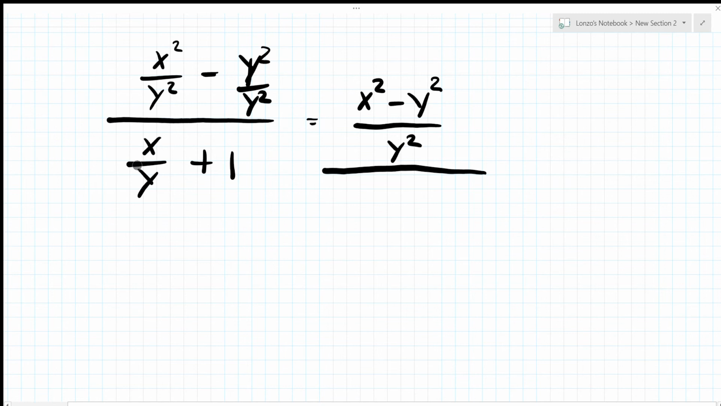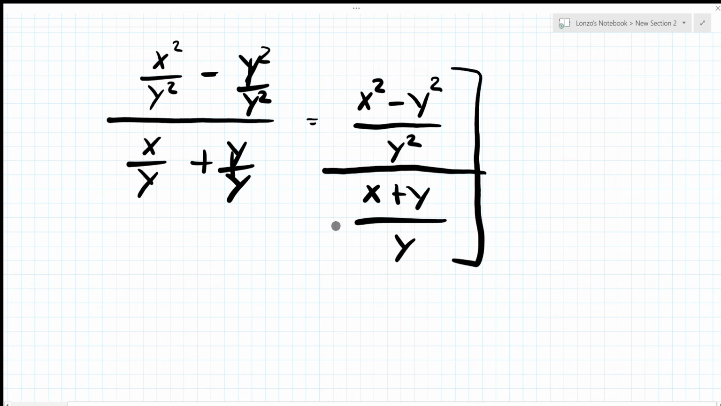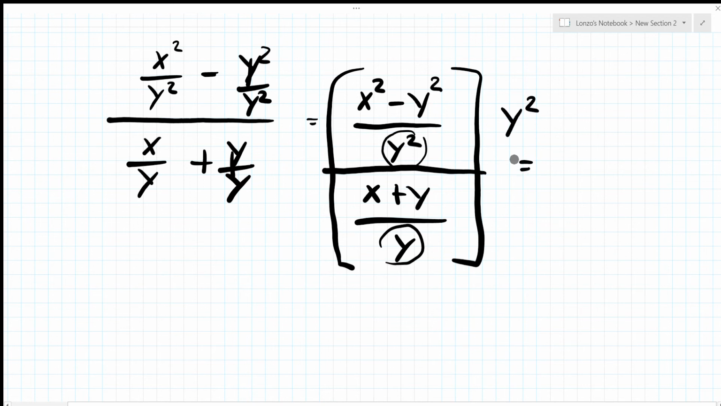Now let's focus on the denominator. We have an x over y plus 1. We're adding fractions, so I'm going to rewrite that 1 as y over y. Now we can add that fraction, so it's going to be x plus y over y. We have a compound fraction now. We have a y here, and then a y squared here. So what is my common denominator of that one? We have a y squared.